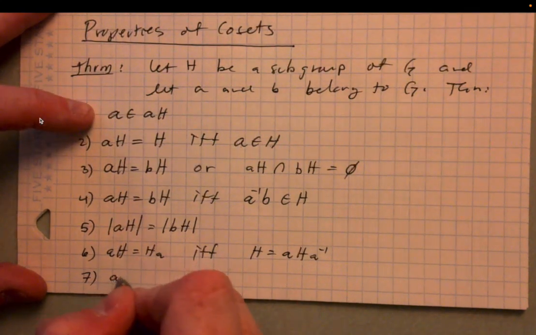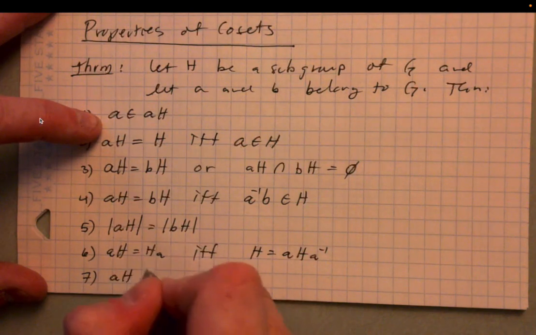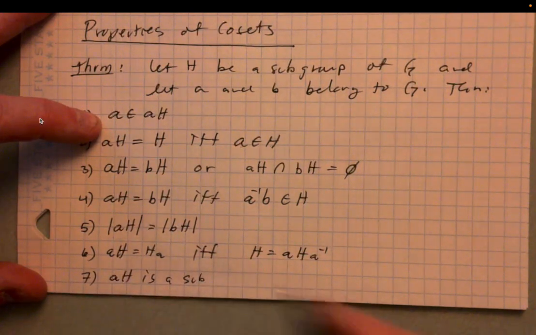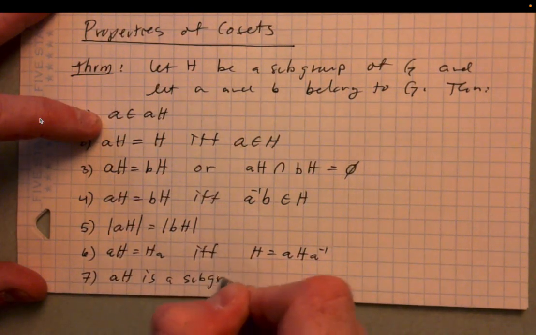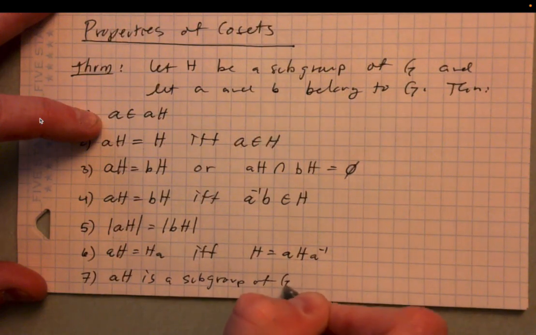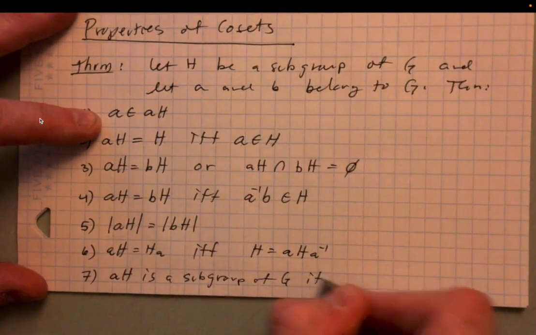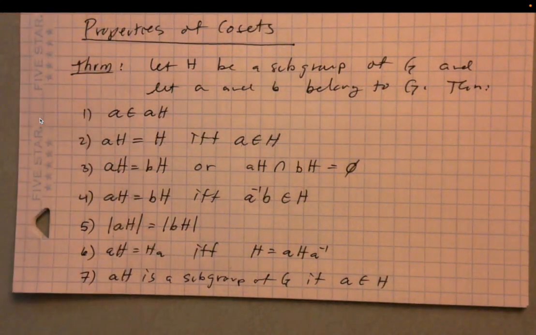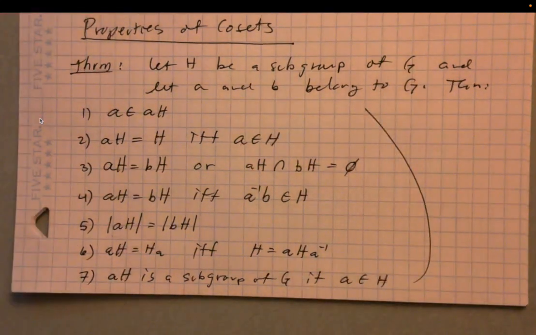And number 7, the left coset is a subgroup of G. Sometimes it's a subgroup, sometimes it isn't, but it is a subgroup of G if and only if A is in H. So if A comes from outside of H, then the left coset of H in G containing A is not a subgroup. Okay. All right, so these are the key 7 properties for cosets.